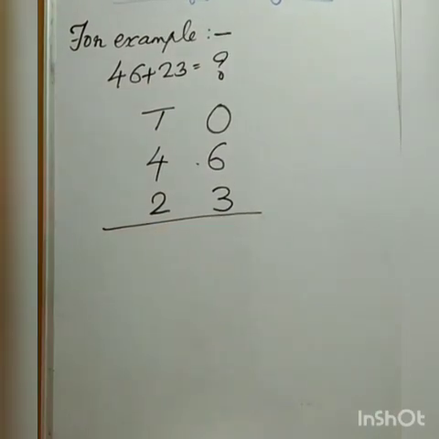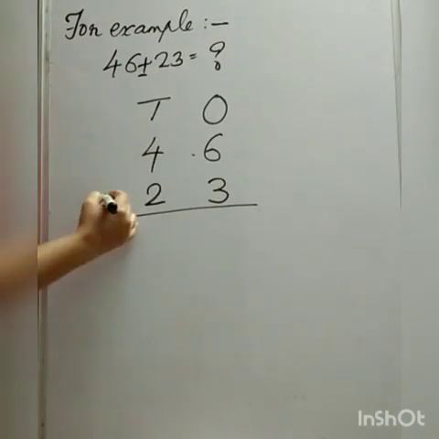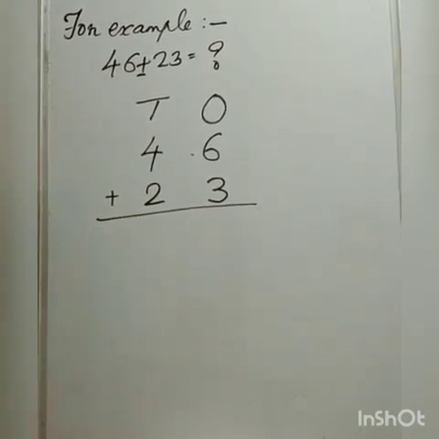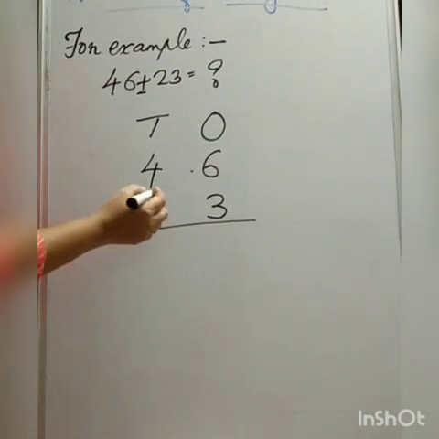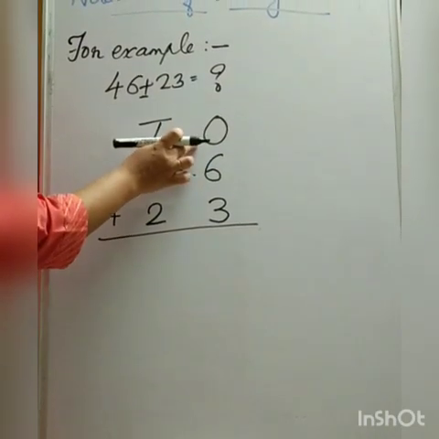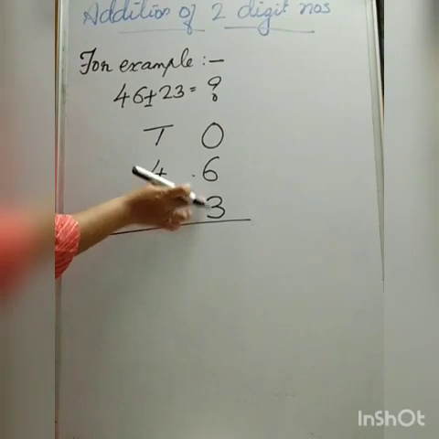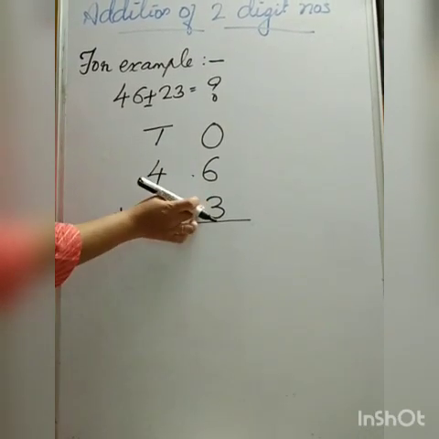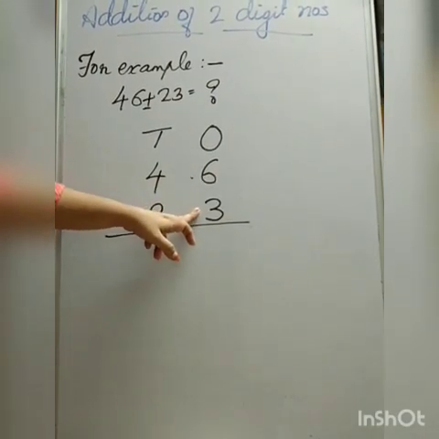Now next, which symbol do you have to write here? Yes, it goes outside of the place value. Plus. Now from which side do we have to start addition? We have to start from one side. Here in the ones place, which are the numbers given here? 6 and 3. We have to write 6 plus 3.